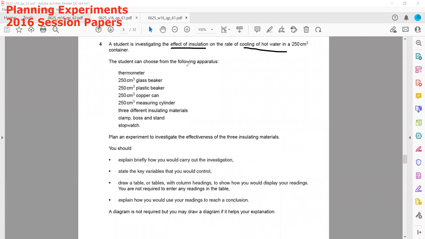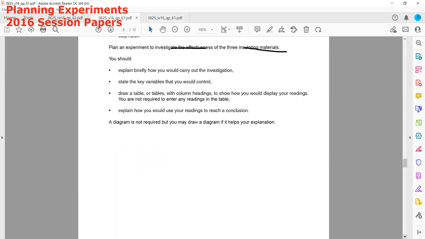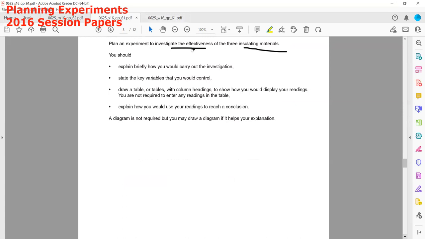The student can choose from the following apparatus. He can have a glass beaker, plastic beaker, copper can, a measuring cylinder, three different insulating materials, a clamp, boss and stand, this is all one part, and a stopwatch. We have to plan an experiment to investigate the effectiveness of the three insulating materials, like which material is more effective in reducing the heat loss to the surroundings. So first part is explain briefly how you would carry out the investigation. So how will we plan this experiment?